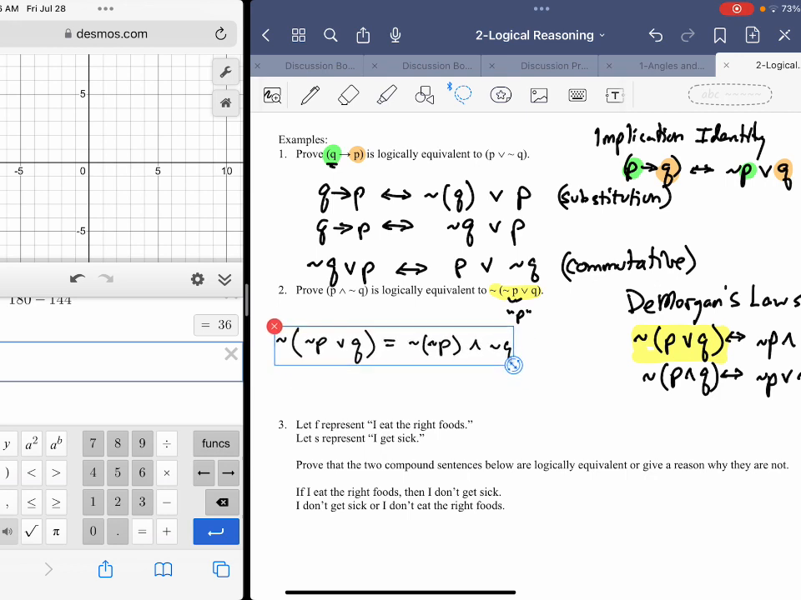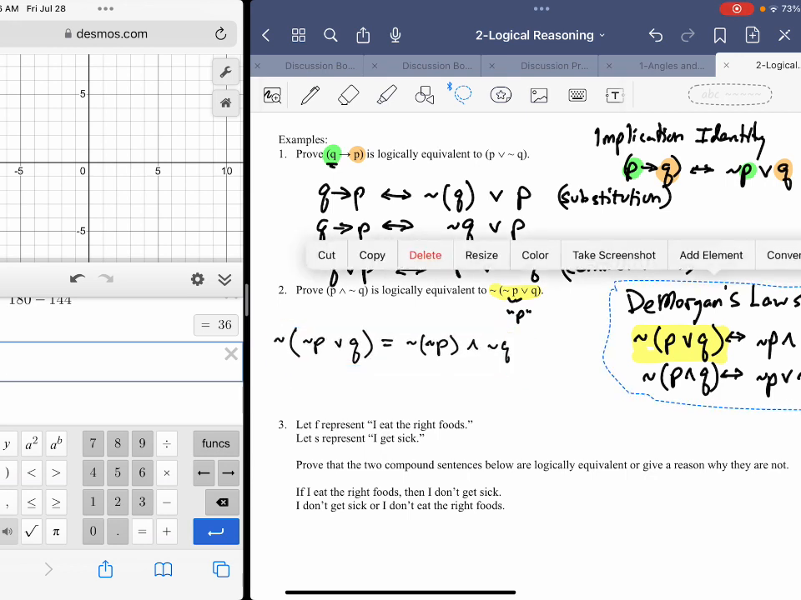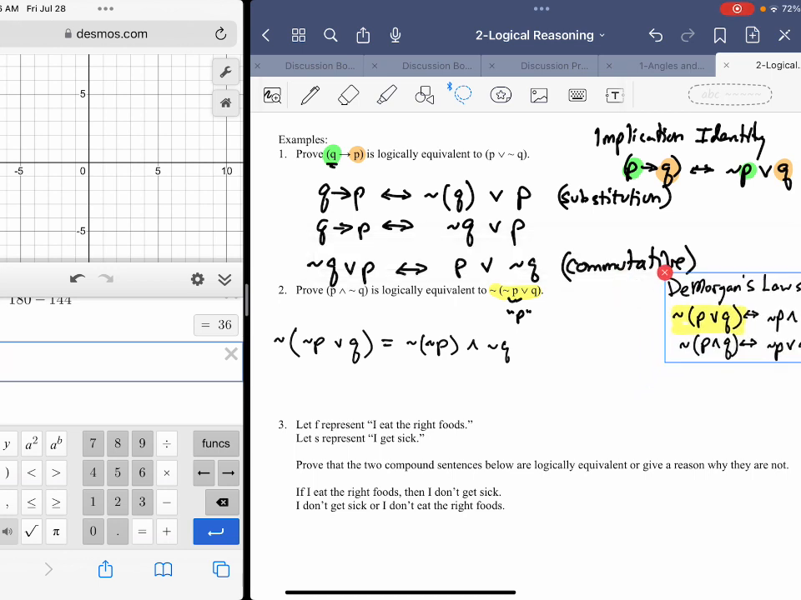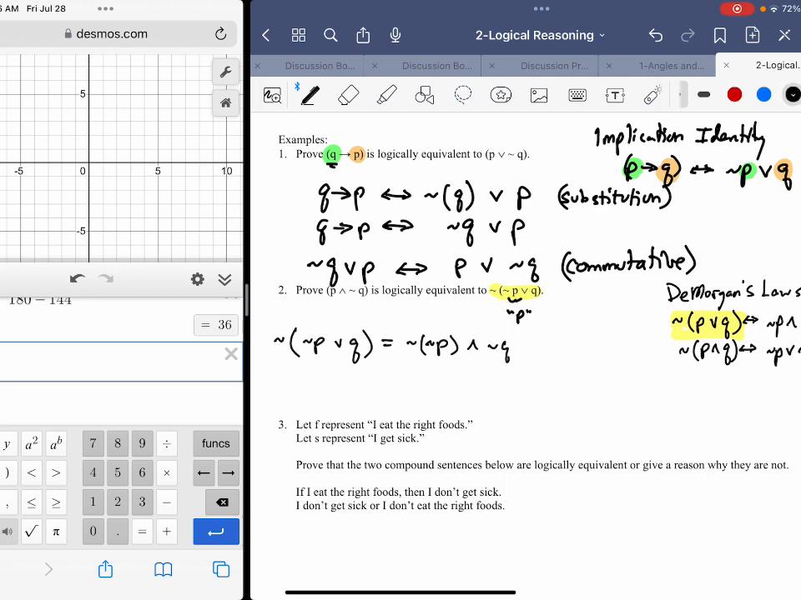This never makes anybody feel good when you write it in the same size I'm writing it, and then you see me shrink it down to fit more stuff. That's unfortunate, but necessary. So substitution, and then not P becomes P, and not Q stays put, and that happens to be what we were looking at.